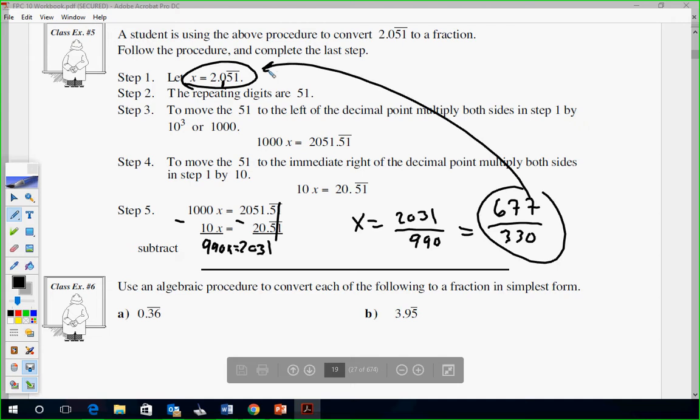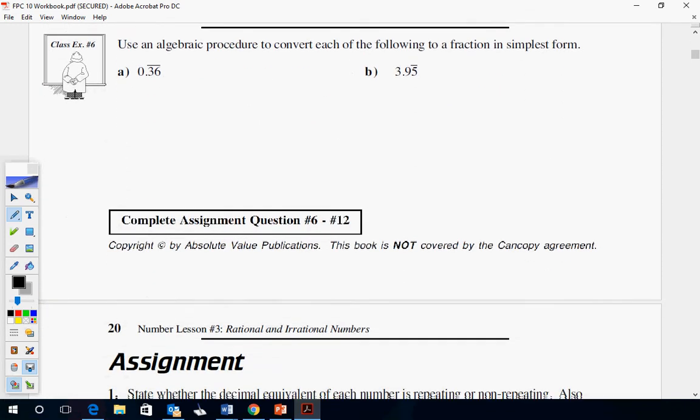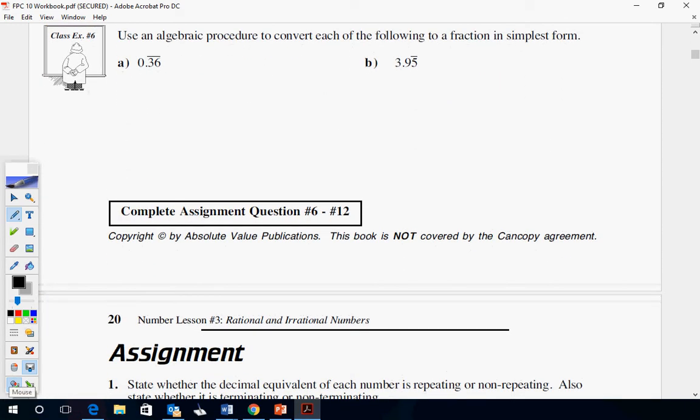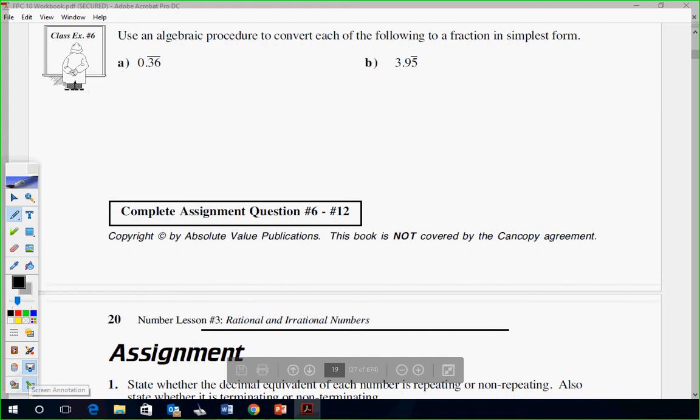Okay? Let's do another one. I see a lot of confused faces. That's okay. The only problem is I don't hear a lot of specific questions. So let's try this one. By following the steps, what do we want to do first? Good. First thing, let x equal 0.36 repeating. Okay. What do you want to do next?